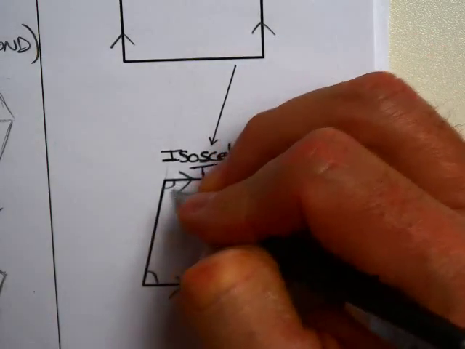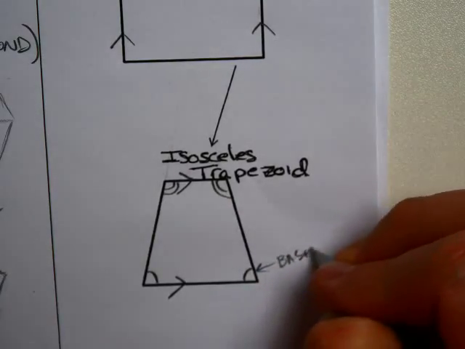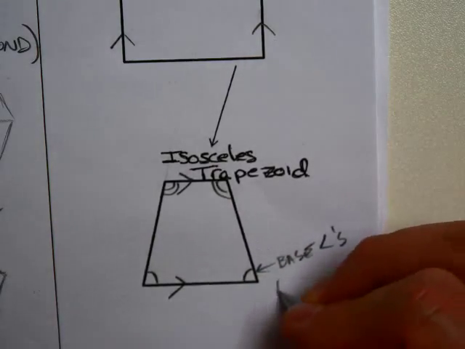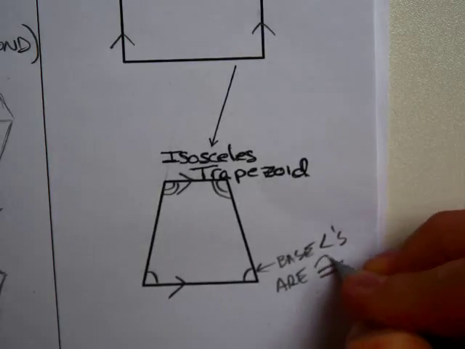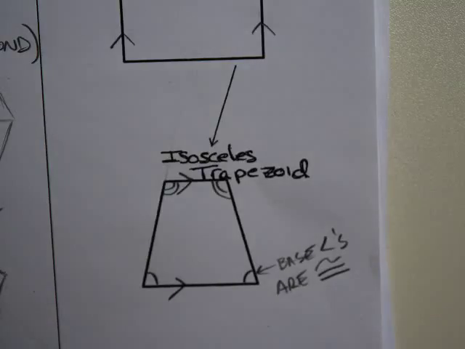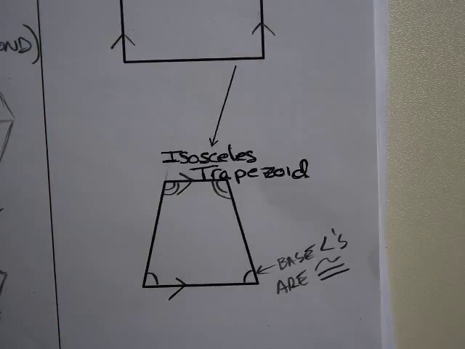The base angles are, I'm going to introduce another new symbol. It's an equal with a squiggle. It's called congruent. They're congruent. And this is sort of the geometric version of equal. Okay? Base angles are equal.